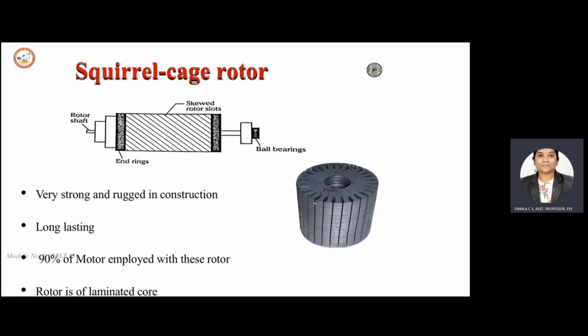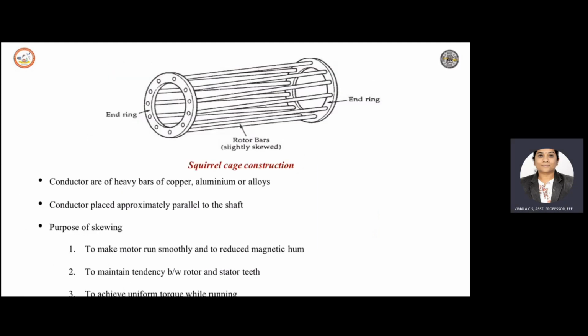The stator and rotor teeth may get magnetically locked. Such a tendency of magnetic locking gets reduced due to skewing. It also increases the effective transformation ratio between stator and rotor. So this is the construction. It exactly looks like a squirrel cage, and that is why it is called a squirrel cage rotor.